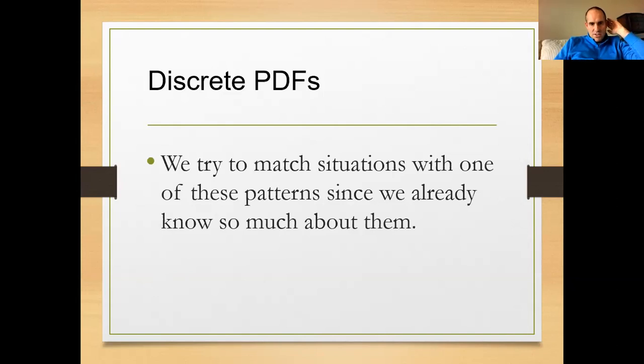So with these discrete PDFs, we try to match experimental situations with one of these patterns since we already know so much about them. I said binomial, geometric, hypergeometric, Poisson. We're only going to talk about a handful of these, but if you knew them all, you would look at a given situation and try to identify, oh, this is really just the binomial experiment in disguise. And that's what we're always trying to do.